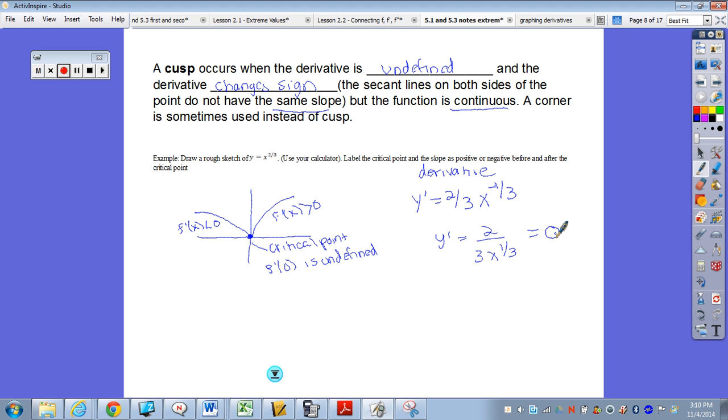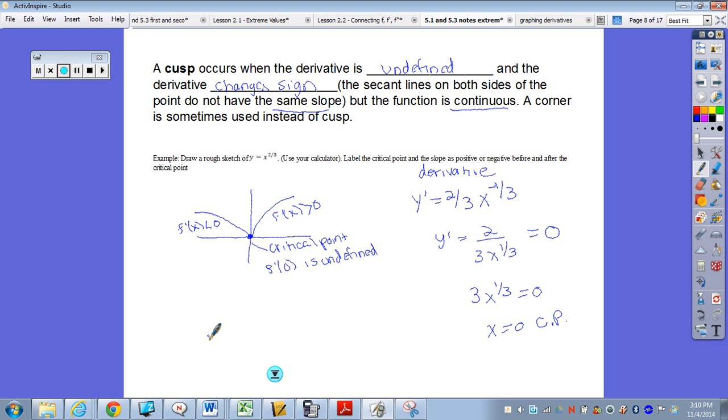So if I set it equal to 0, this is never going to equal 0 because the numerator can't equal 0, but the denominator can equal 0. And if you solve for this, that would be at x equals 0. So this makes it a critical point because this is where the derivative is undefined.